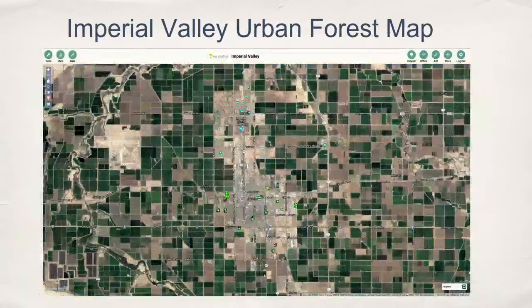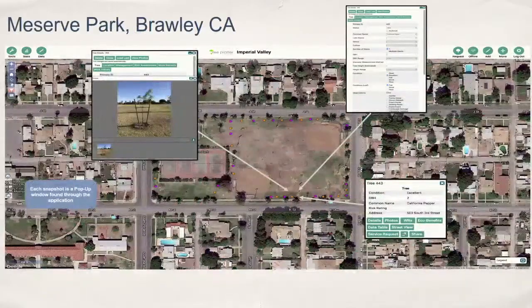Okay, so this is a screenshot of what Planet Geo looks like. Our map, Imperial Valley Urban Forest, is just a small snapshot of what we're doing. You can see all the trees we planted so far. The dots indicate different species. When you click on one of the dots, this is Meserve Park in Brawley, California. And apparently we have an old city manager in here from Brawley. There he is. Brawley, California is a very small city in the county.